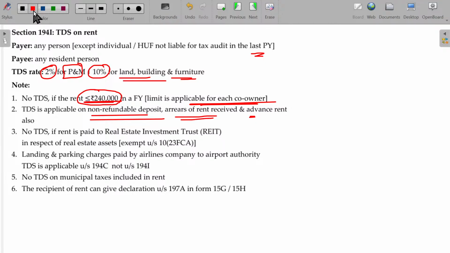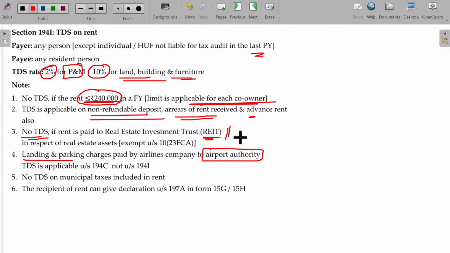If the rent is paid to REIT, and rent is payable for landing and parking charges of airport authority, in this case REIT, TDS is not applicable. This REIT is applicable only for the final students. Real estate investment trust. Real estate investment trust.